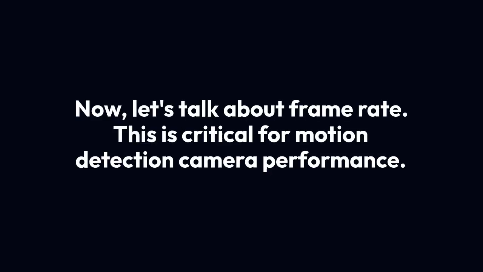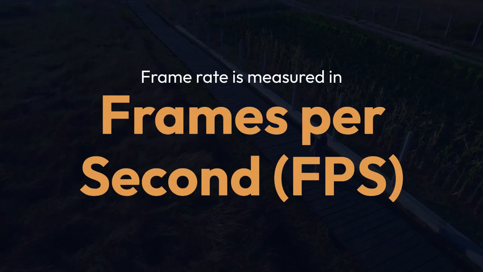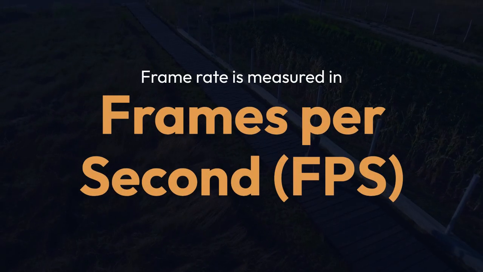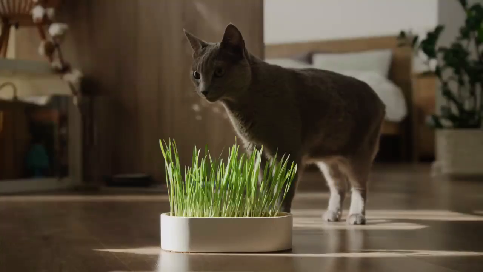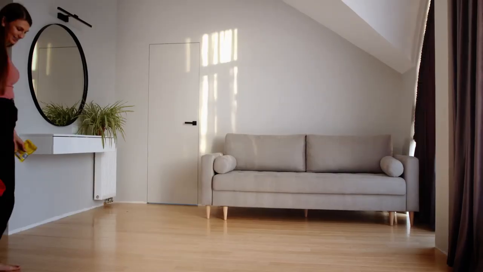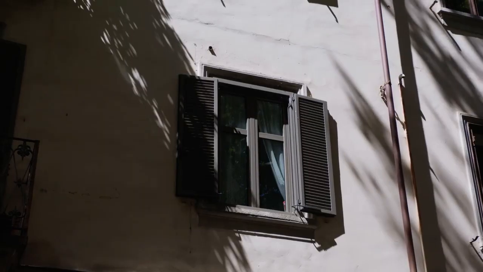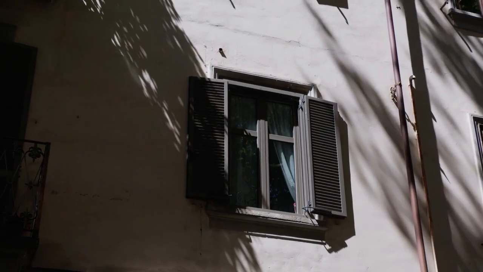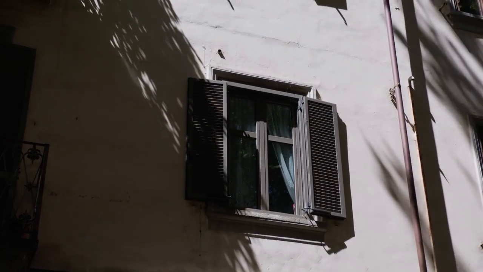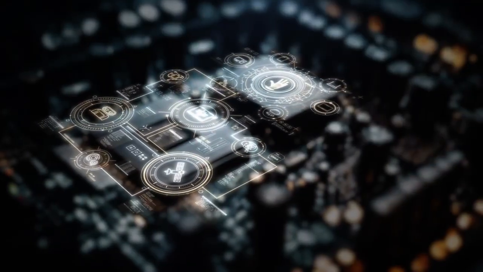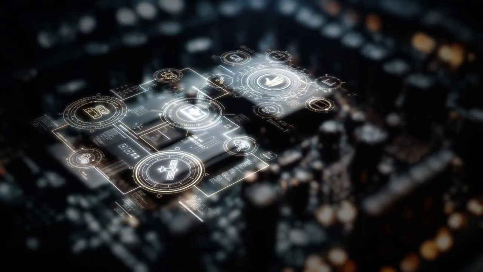Now, let's talk about frame rate. This is critical for motion detection camera performance. Frame rate is measured in frames per second, FPS. A higher FPS means the camera captures more images each second. This makes our detection system more responsive. It catches faster movements. Imagine a quick shadow or a fast-moving pet. A higher FPS is generally better for security applications.